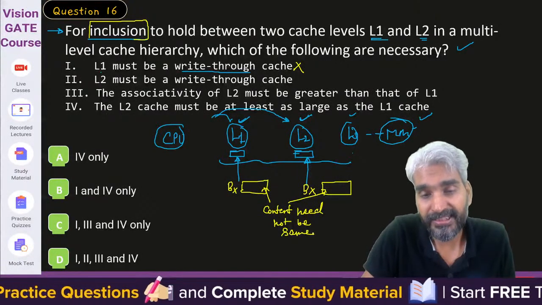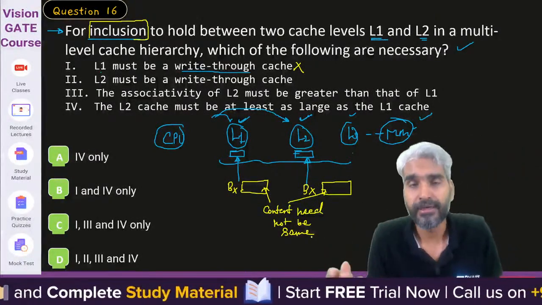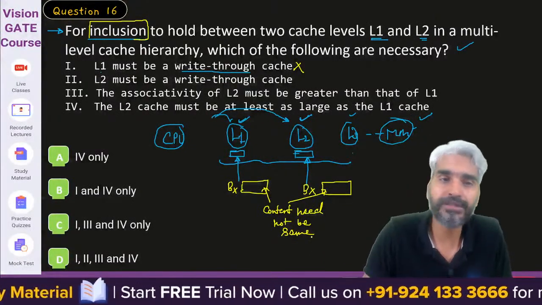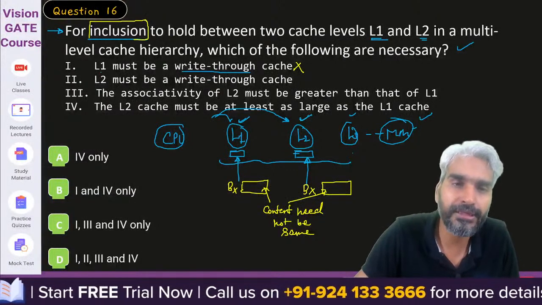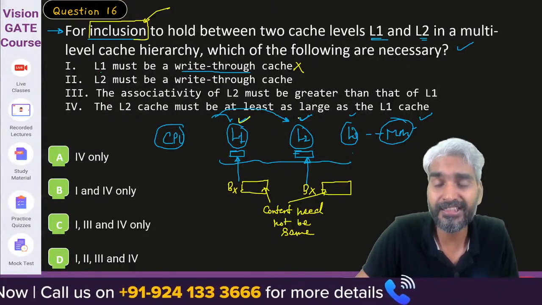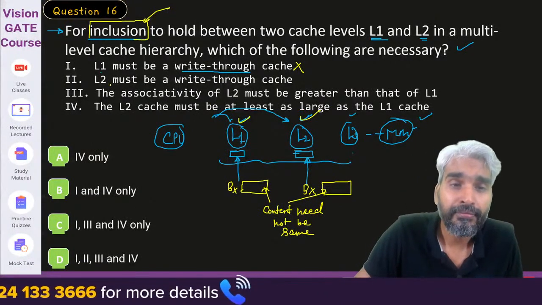Content need not be same. If you try to ensure that content is also same, then it becomes value inclusion. No, it is only saying about the inclusion to hold between two caches. Whatever block number is available in L1 cache should also be present in L2 cache. That's the idea. L2 must be write through.